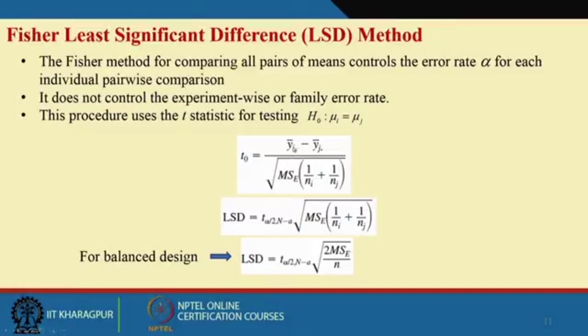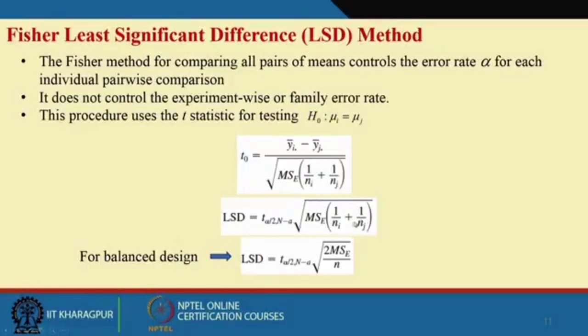So, you see t0 equals y i dot bar minus y j dot bar, divided by the square root of MSE into this. This is basically what you have seen earlier in the confidence interval test: we found the difference between two means, two averages, and using these statistics we found the confidence interval for the difference between two means, and this is the variability of that. Now the LSD value, the threshold value, is t alpha by 2, n minus a. What is n minus a? That is again the error degrees of freedom, into this.